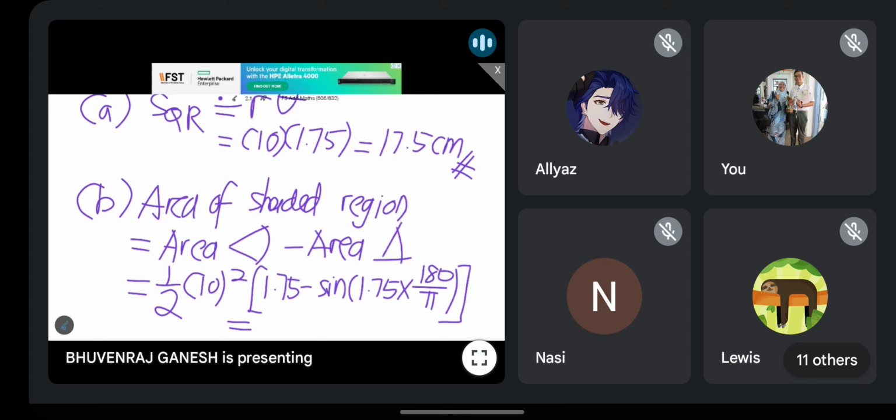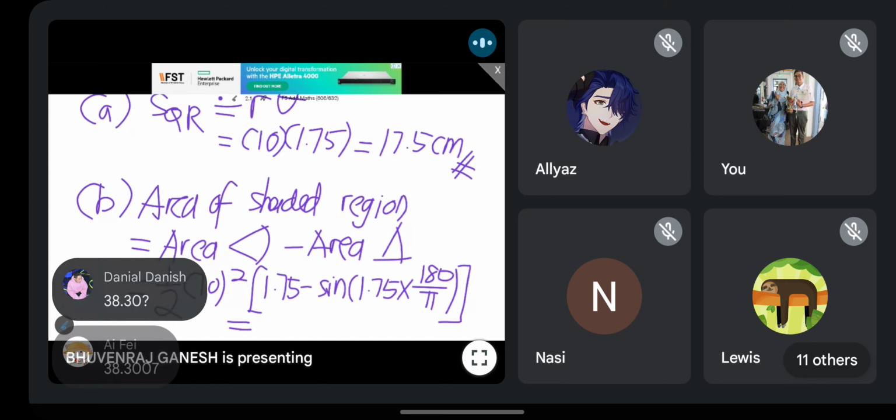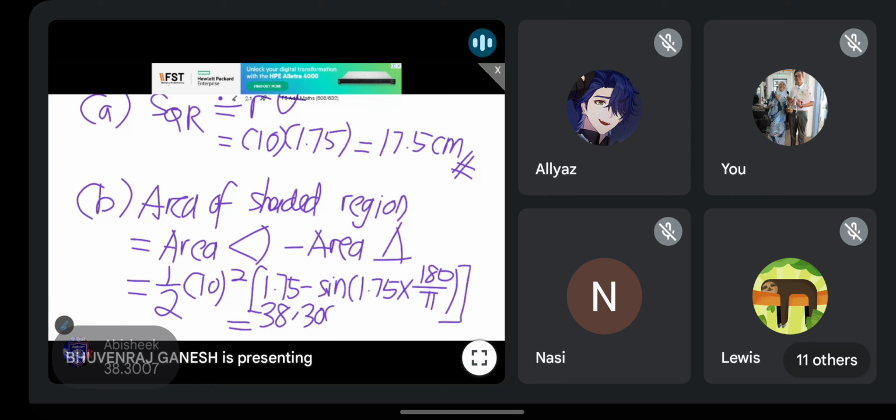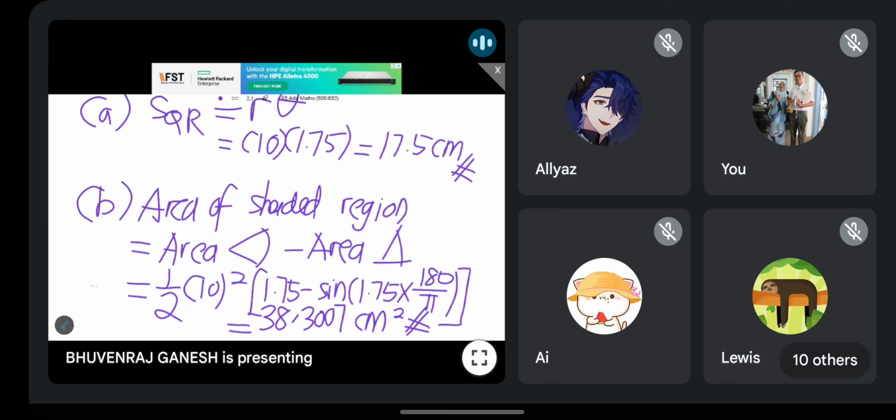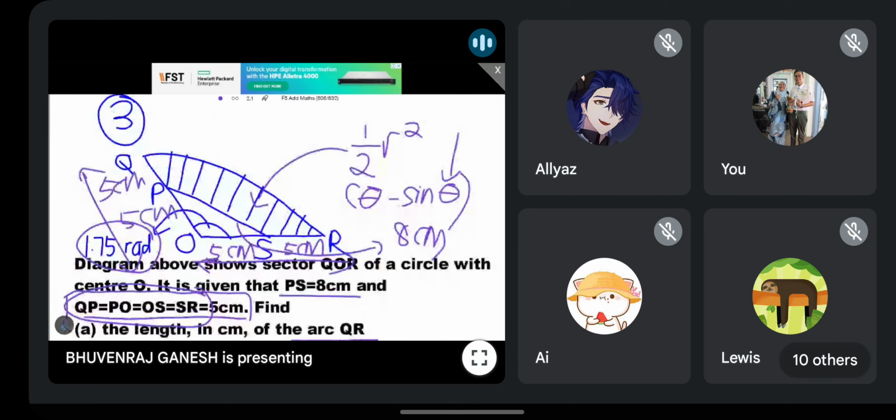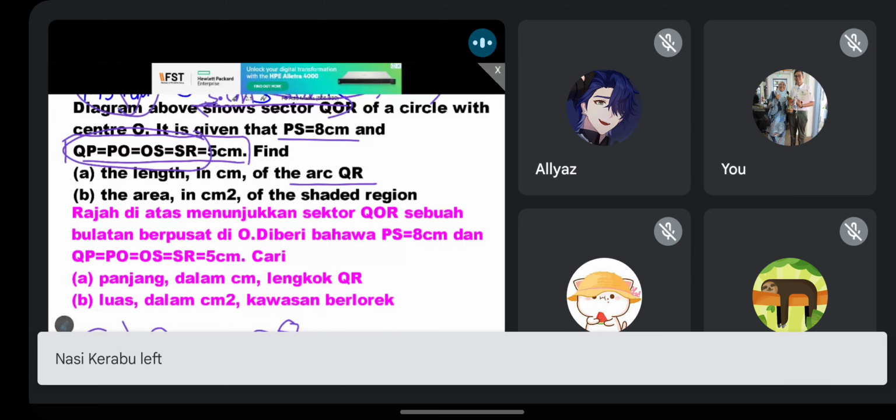This one just to test your calculator skill lah. Nak tengok kamu semua boleh tekan dengan betul ke tak. So siapa ada jawapan boleh bagi. Saya nak 4 DP ya, jawapan. 4 DP. Yes, correct. Okay, 38.3007 cm square. Done. Okay. So this another basic question lah. Yang ni boleh kategorikan sebagai senang. Okay, easy question. Alright.